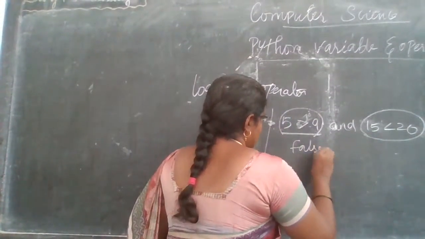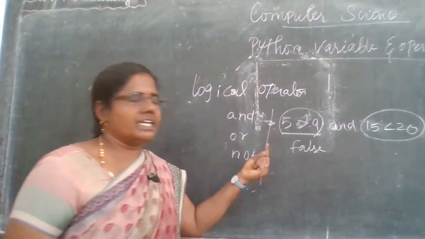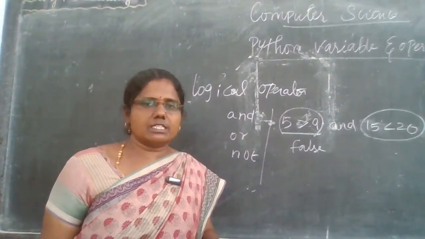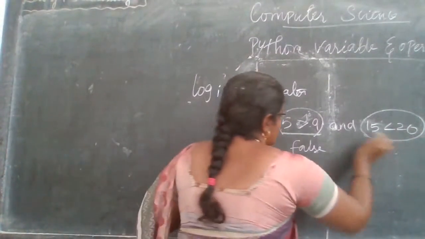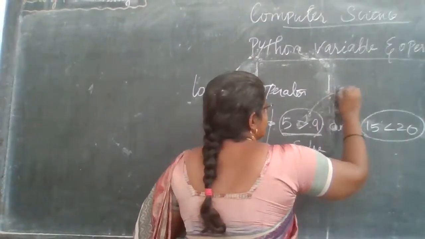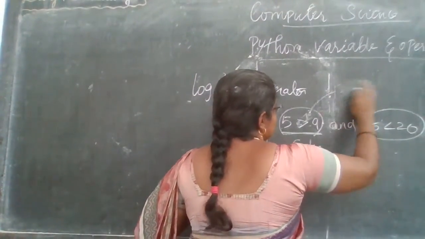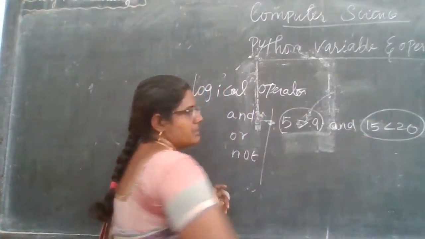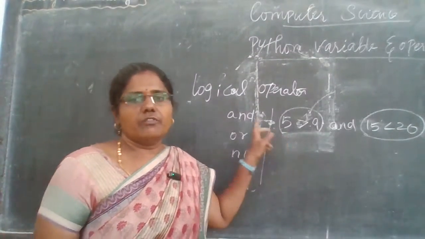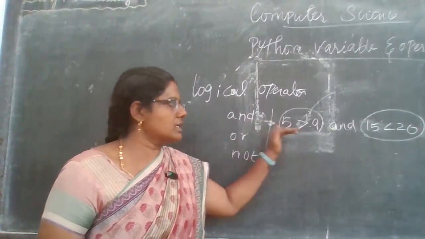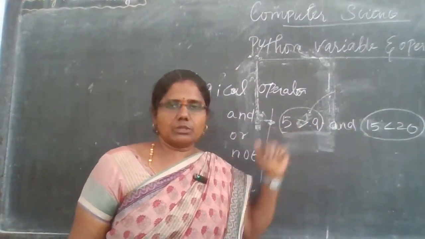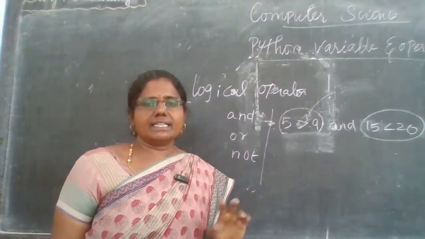In an AND expression, if any one of the conditions is false, the result will be false. So it doesn't check the other condition. Just the first one is false, so it returns false. So in this expression we get the answer false because the first condition is false. If you are using the AND operator, only when both conditions are true does it return true. Otherwise, it returns false.